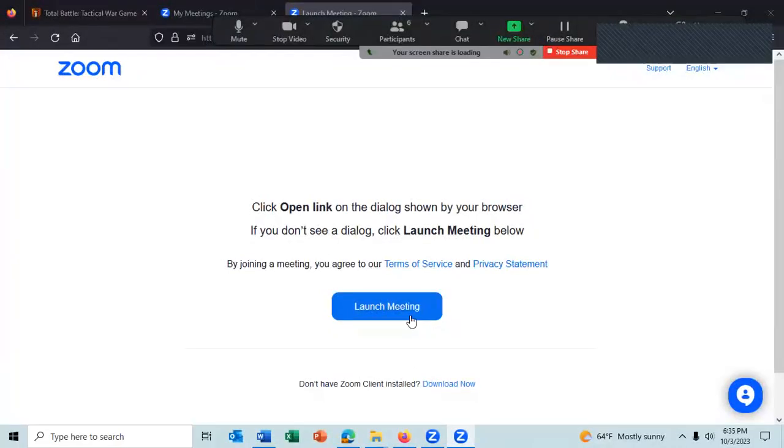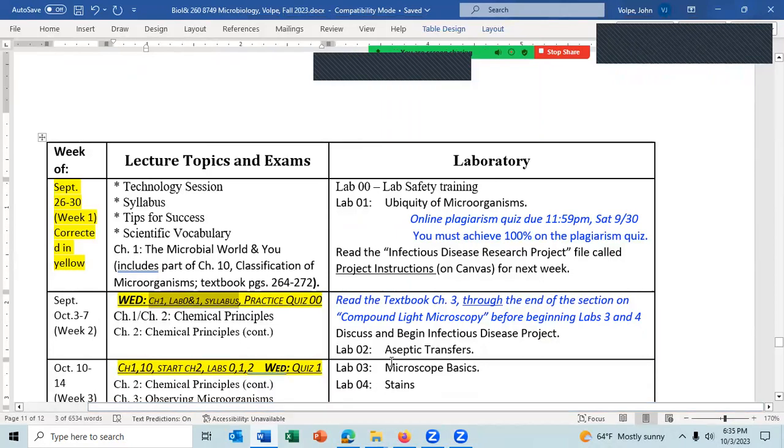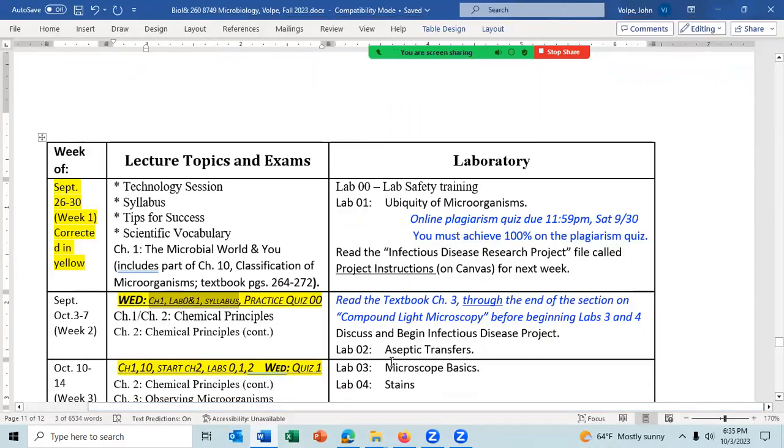And on that, share my screen. I'm not hearing anything, so I'm assuming there's no questions. What we're going to do today is discuss and begin the infectious disease project.